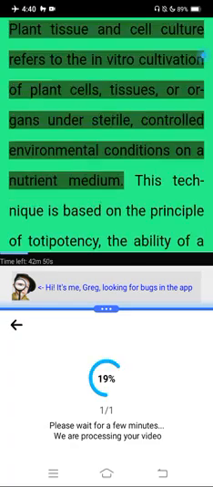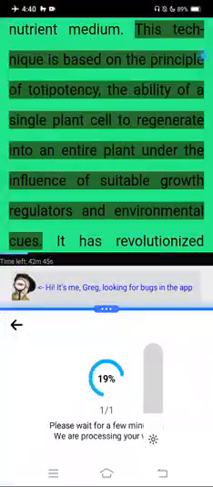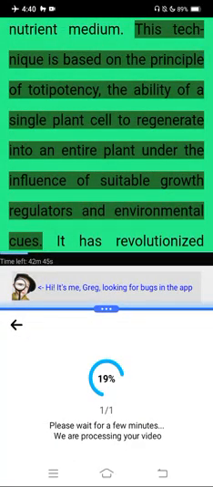Here is your highly detailed CSIR NET JRF Life Sciences lecture on applied biology, tissue and cell culture methods for plants. Plant tissue and cell culture refers to the in vitro cultivation of plant cells, tissues, or organs under sterile, controlled environmental conditions on a nutrient medium. This technique is based on the principle of totipotency, the ability of a single plant cell to regenerate into an entire plant under the influence of suitable growth regulators and environmental cues.